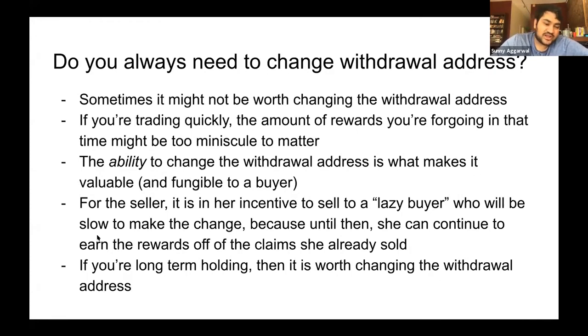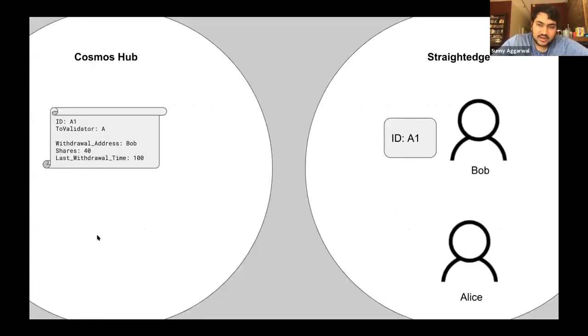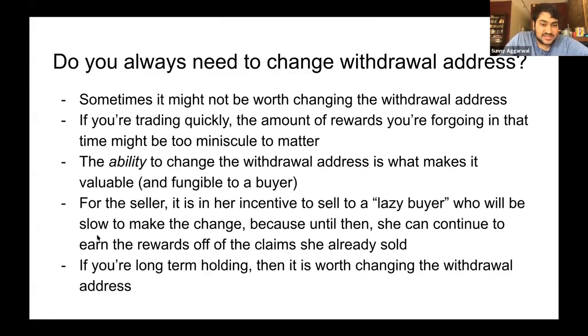So sometimes, let's say you're trading really quickly, right? And let's say you're on this other chain and you're just trading really quickly on Uniswap, doing some arbitraging or something. Maybe it's not even worth changing the withdrawal address, because the amount of rewards you get in the time that you're holding the asset is barely any, since you're trading on a minute to minute basis. So maybe the rewards aren't actually worth that much. Really, it's the potential for someone else to buy that asset and start claiming the rewards themselves that gives it value. And so, maybe it might not even be worth the IBC fee to do that.